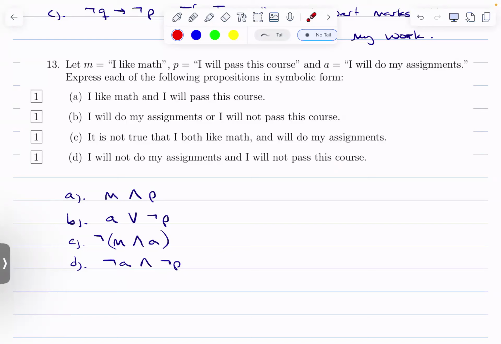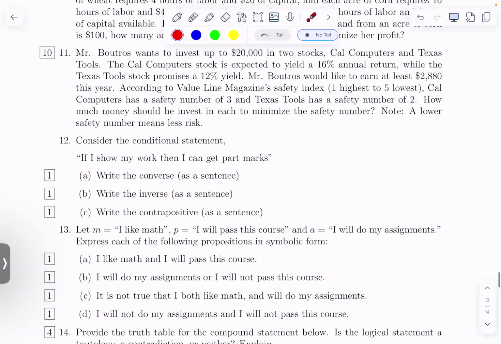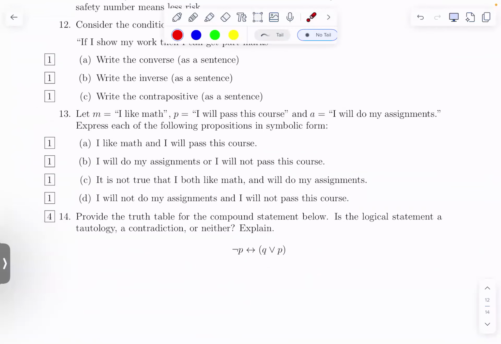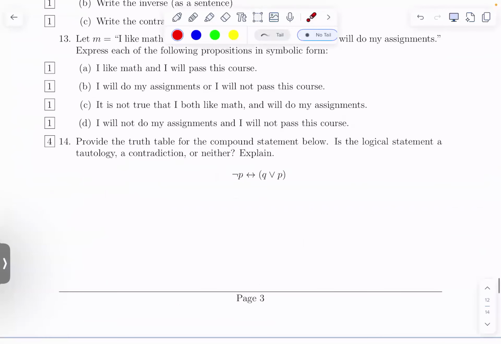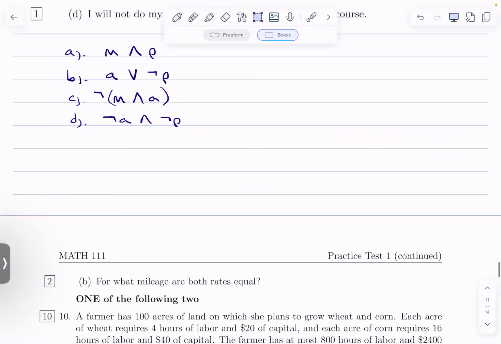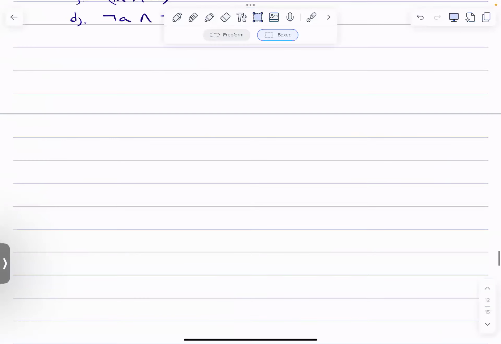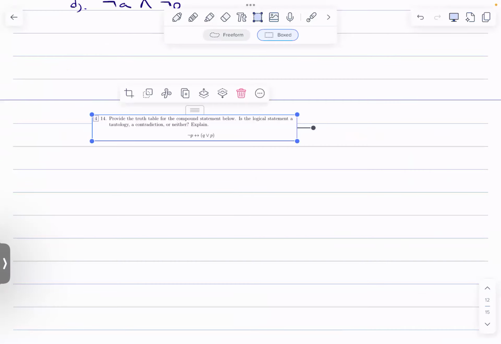We just have questions 10 through 14. Those are great. You can just power through those other ones. And then finally a truth table. But it's just an itty bitty one. Maybe it's kind of disproportionate.